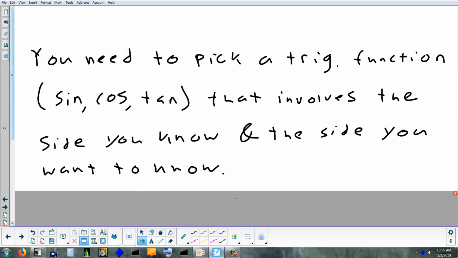How do you know which one works? Well, they're going to give you some information. Depending on what the information is they give you, maybe you're going to know the opposite, and you want to know the hypotenuse. So you have to look for a trig function that has opposite and hypotenuse. Or maybe they give you the opposite, and you want adjacent. So opposite and adjacent are the 2 sides that are involved. So you'd look for a different trig function. You just have to find the one that matches up with the side that you know and the side that you want to know. That's pretty much it for that.